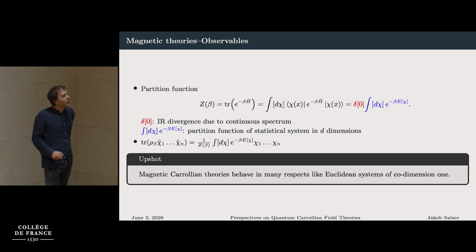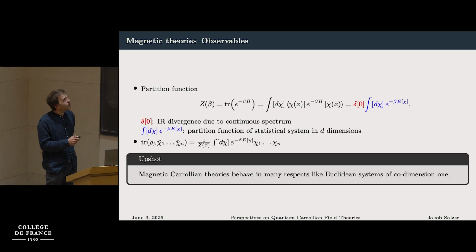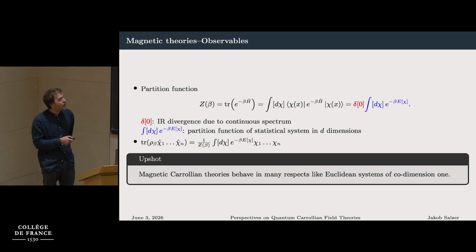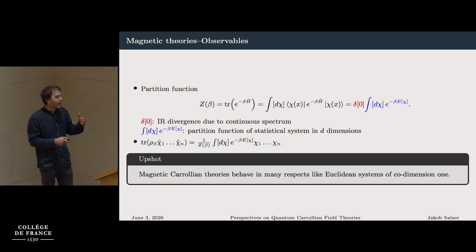Okay, so what can I do now? What are nice observables in this case? I can look at the partition function, for instance. So Z of beta, which I define as a trace over all the states, e to the minus beta H, H being the Hamiltonian.